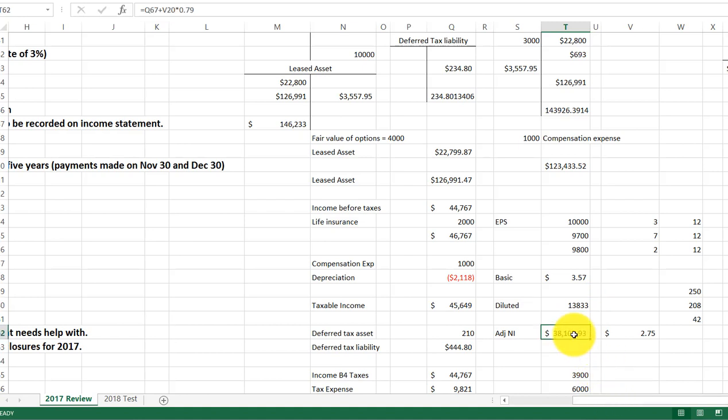However, because there was interest on those bonds that would not have to be paid, we also have to add to our numerator the interest times 79%. That's because 21% is the tax rate. So our net income goes up by that amount, and the number of shares goes up by 4,000 plus the stock options, 4,042, and we get our diluted earnings per share of $2.75. So the adjusted net income divided by the diluted shares outstanding.